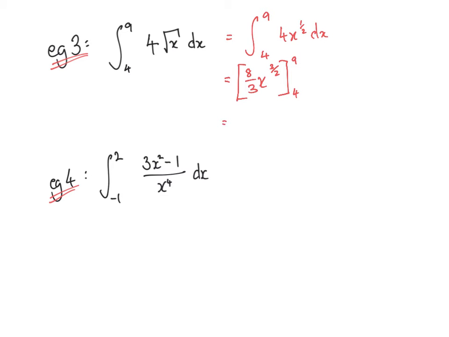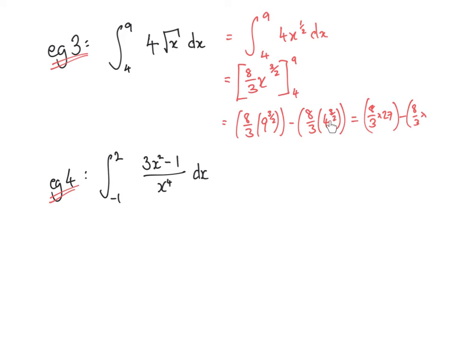So let's fill this in. When x is 9, this is 8/3 times 9 to the power of 3 over 2. And we're taking away from that 8/3 of 4 to the power of 3 over 2. Well, 9 to the power of 3 over 2, that's the square root of 9 is 3, and when we cube it, that's 27. So this is 8/3 times 27. And we're taking away from that 8/3 times, well, again, the square root of 4 is 2, and 2 to the power of 3 is 8. So this works out then as 72 minus 64 over 3.